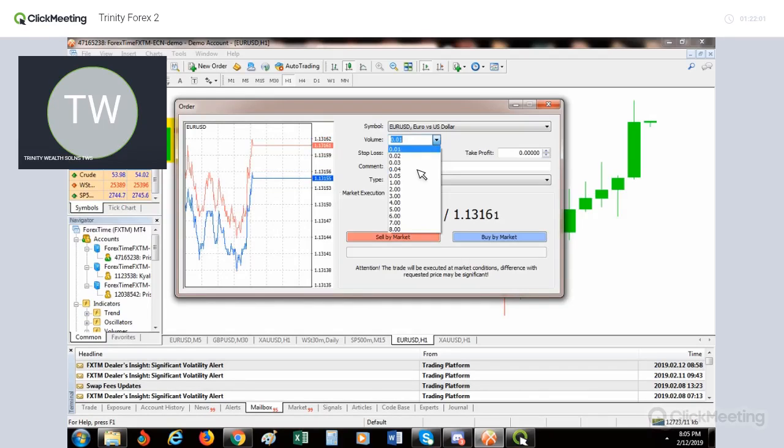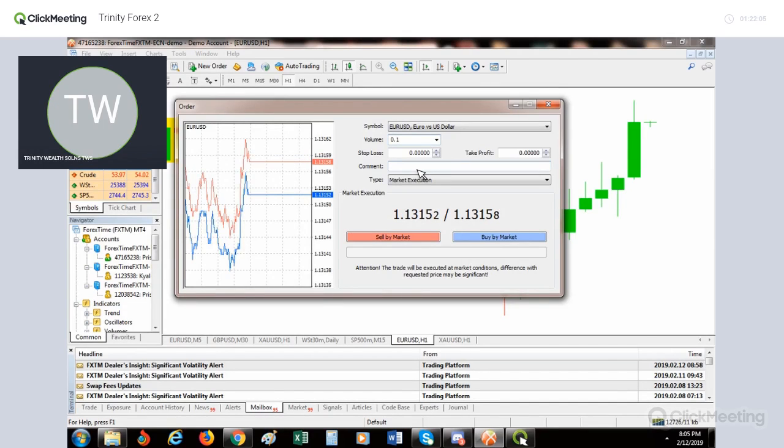You cannot see 0.1 or 0.2 listed, but you can always change it. When you write it, you just type 0.1 if you want a mini lot, or 0.7. You can put anything between 0.01 and 30. The minimum is a micro lot, and the maximum is 30 lots. So the volume means the number of lots, or contracts, you want to trade.